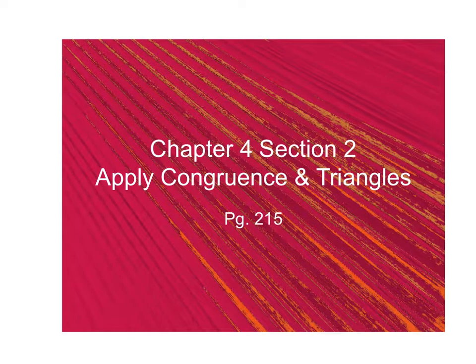Okay, so today we're going to cover section 2, which is applying congruence and triangles. So we're not officially getting into the postulates and theorems that are going to specifically prove them congruent. So for right now, when we prove two triangles are congruent, we must show that every single piece of that triangle is congruent, all three angles and all three sides.